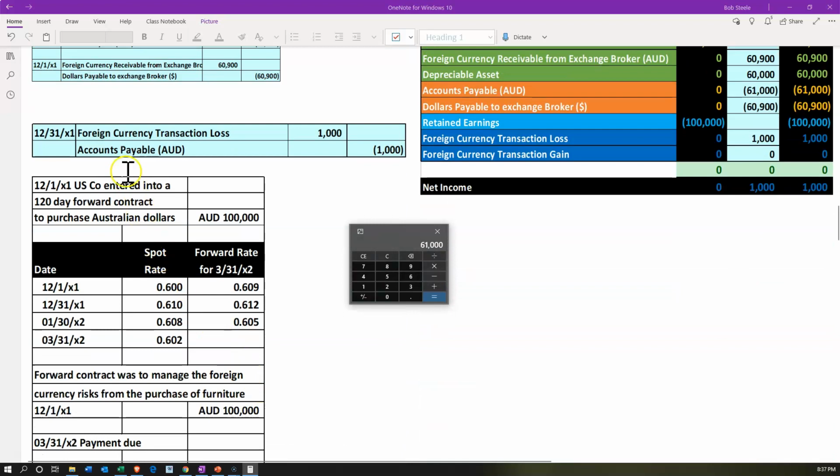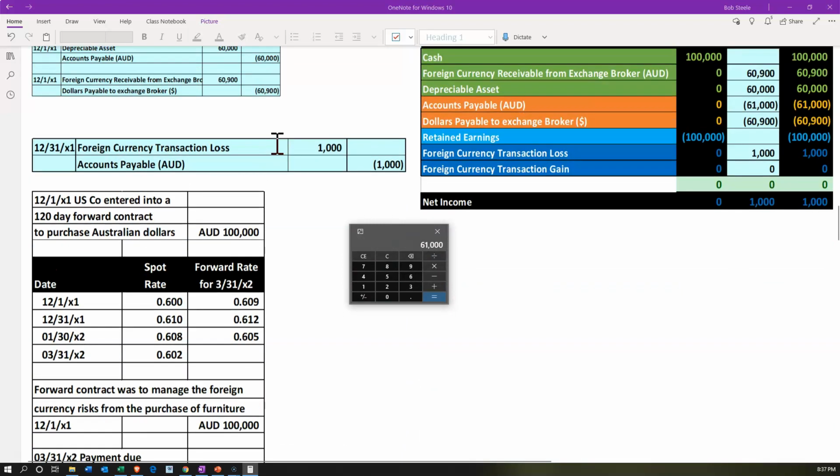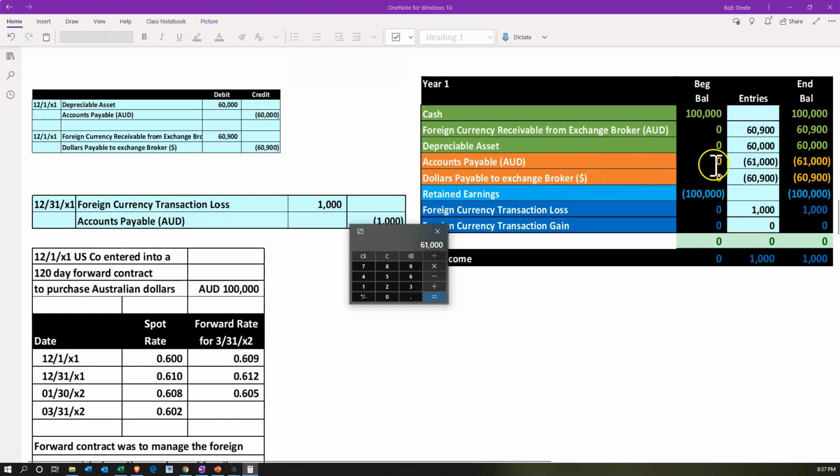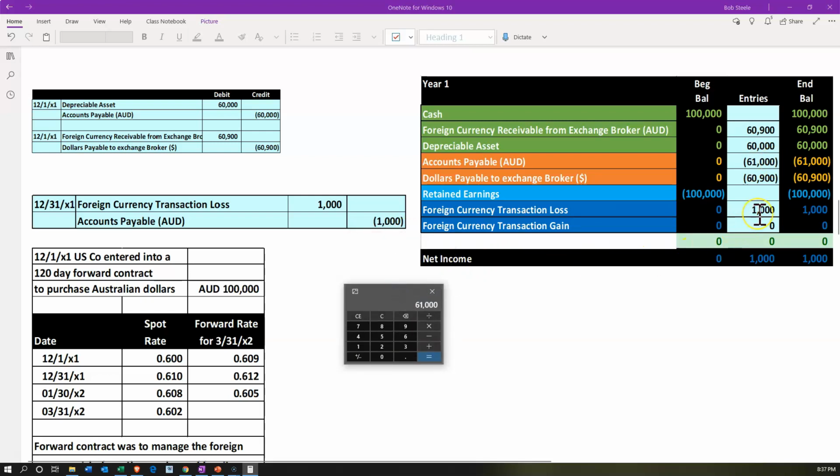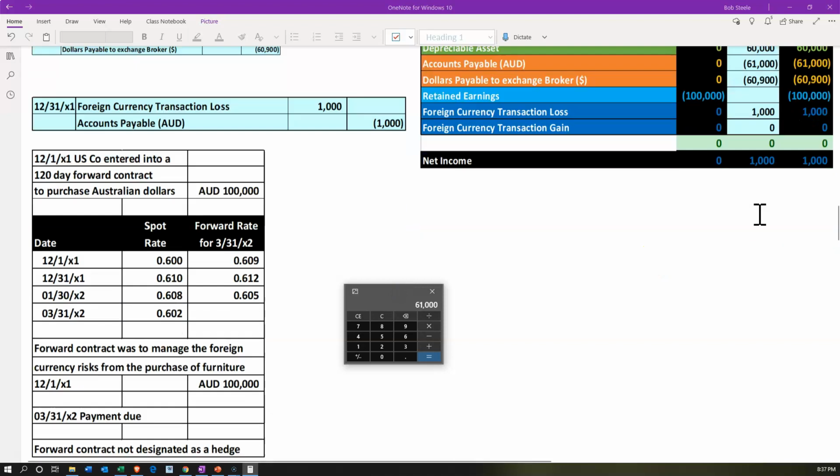So we're going to say that the foreign currency loss is going to be the debit, and then the other side is going to be to the accounts payable. So now the accounts payable is going to be on the books at that 61,000, which we calculated here after we record that, and then the foreign currency loss, of course, being on the books as well. Now we're going to do the other side.